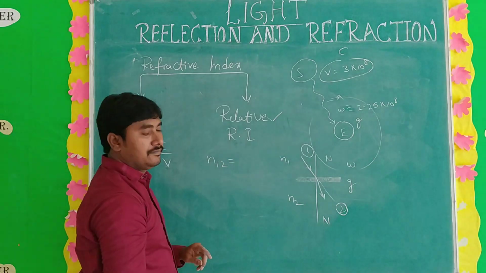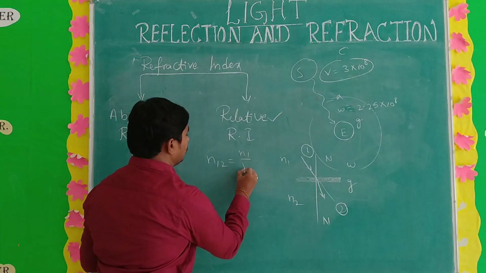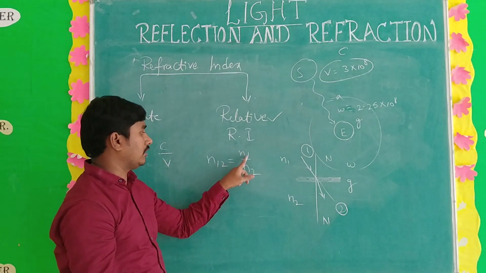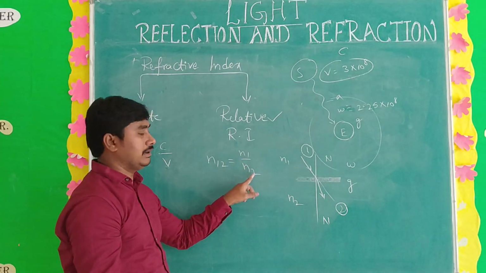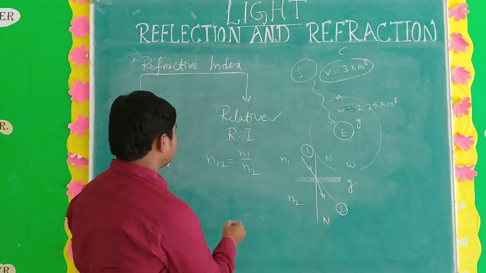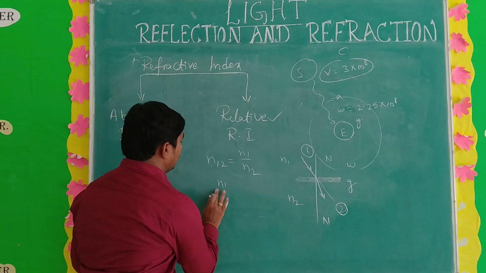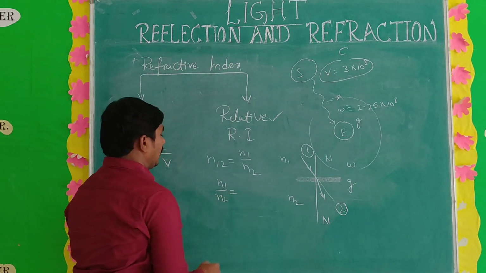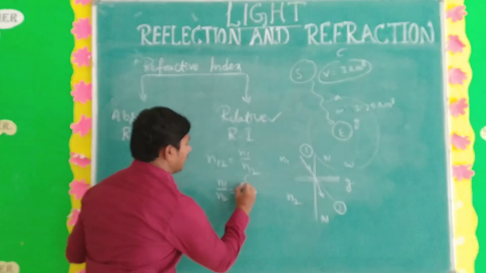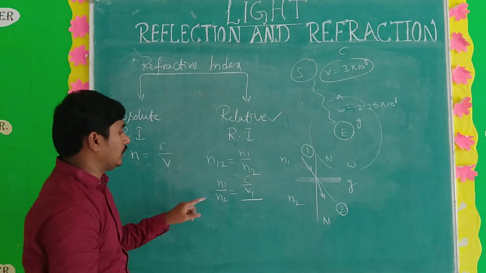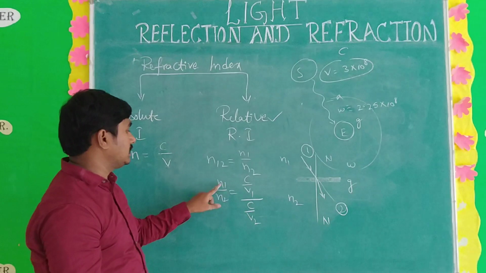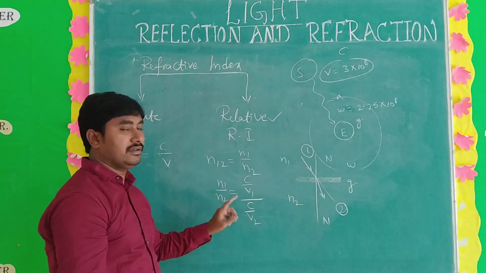N12 is equal to N1 by N2. Why? Because light travels from the first medium to the second medium: N1, first medium's refractive index, by the second medium's refractive index. This formula can also be written like this. N1 by N2 is equal to, as you already know, N is equal to C by V. So you write C by V1 by C by V2.